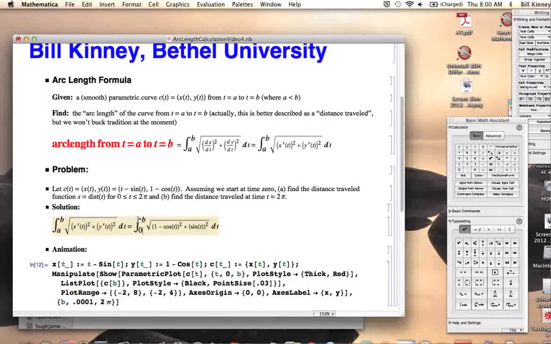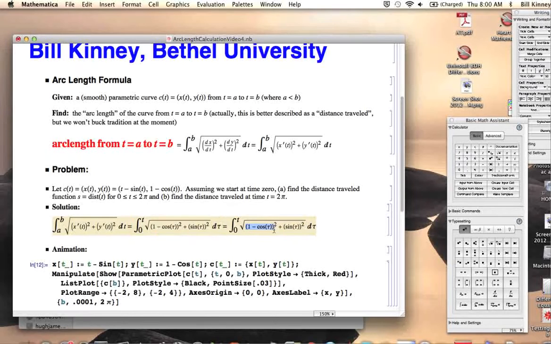a is 0 and b is t, which means I really need to use a different letter besides t in the integral, and as usual I will pick tau, the Greek version of t. Alright, so as usual now we want to simplify as much as possible.